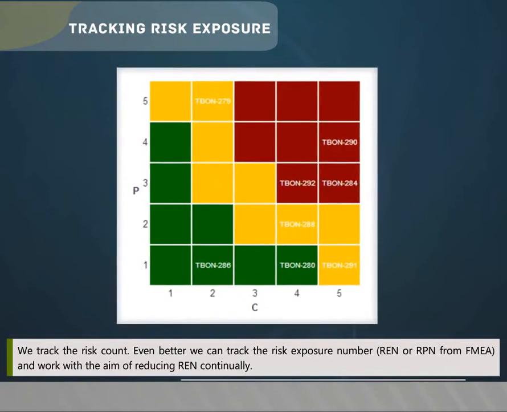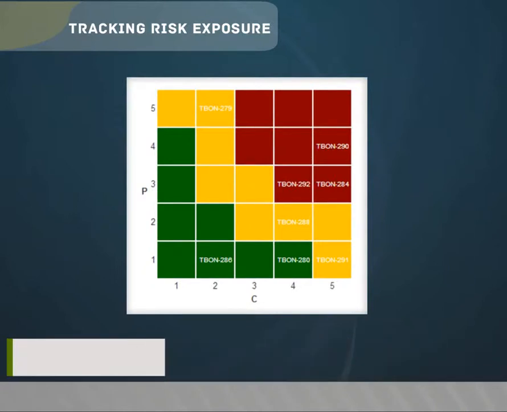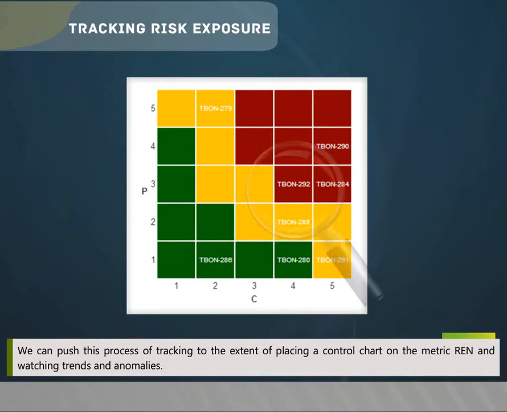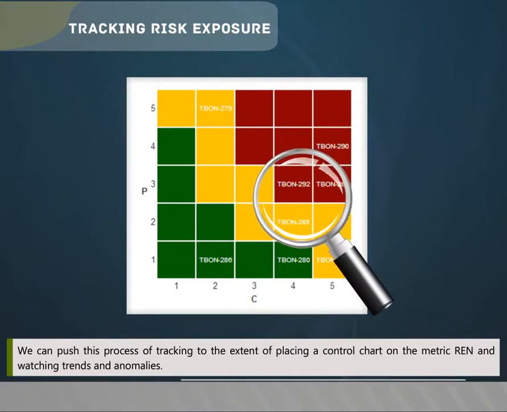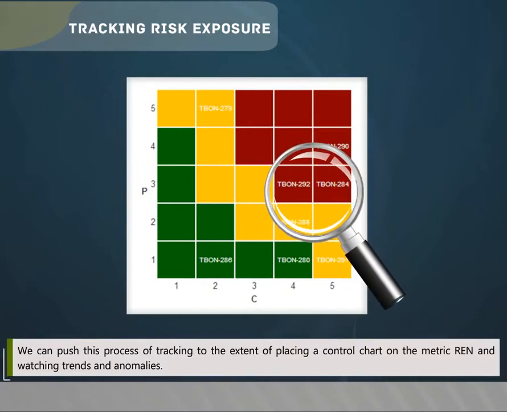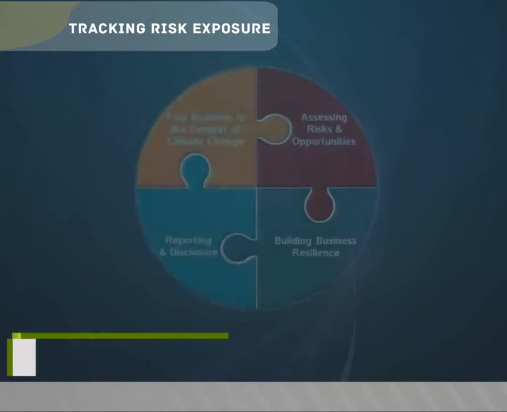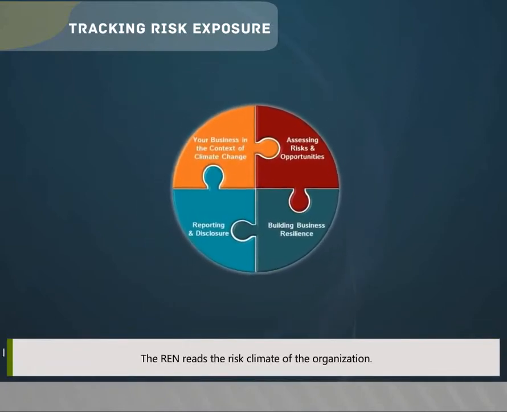We track the risk count. Even better, we can track the risk exposure number, that is REN or RPN, from FMEA and work with the aim of reducing REN continually. We can push this process of tracking to the extent of placing a control chart on the metric REN and watching trends and anomalies. The REN reads the risk climate of the organization.